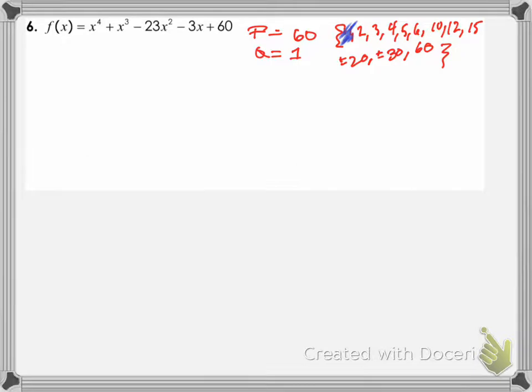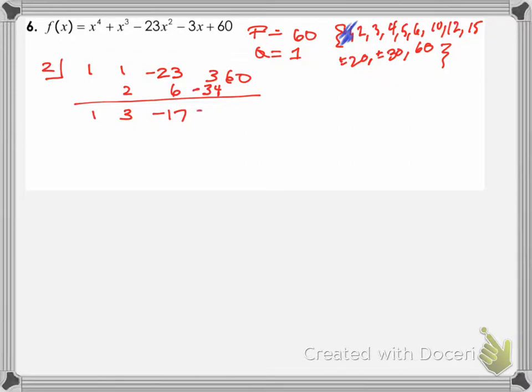So let's try 2. So 2 up here, I'm going to go 1, 1, negative 23, negative 3, 60. So bringing that down 1, 2, that's 3, that's 6. So that would be negative 17. And that's not even, oh, is this a 3? Okay. That would be negative 34. So I get negative 31. That's not going to work.